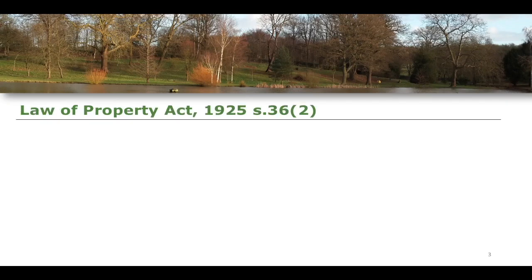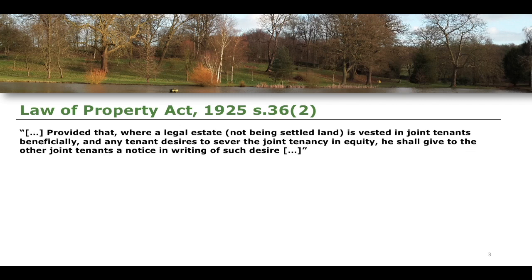And we're going to begin with the Law of Property Act from 1925, because Section 36(2) identifies a little bit more information in relation to the idea of severance and the various different methods by which severance can take place. It says, and I quote, "Provided that, where a legal estate not being settled land is vested in joint tenants beneficially, and any tenant desires to sever the joint tenancy in equity, he shall give the other joint tenants a notice in writing of such desire."